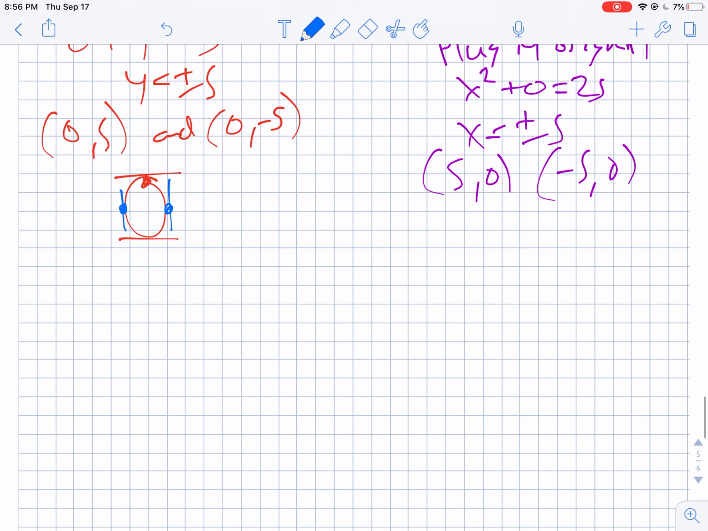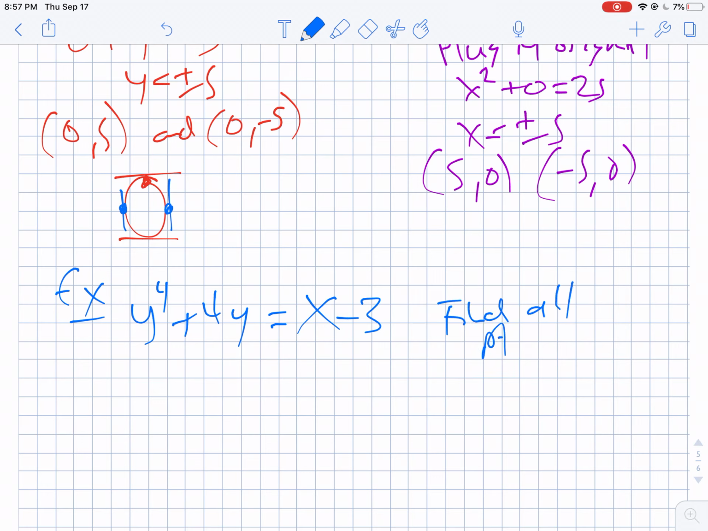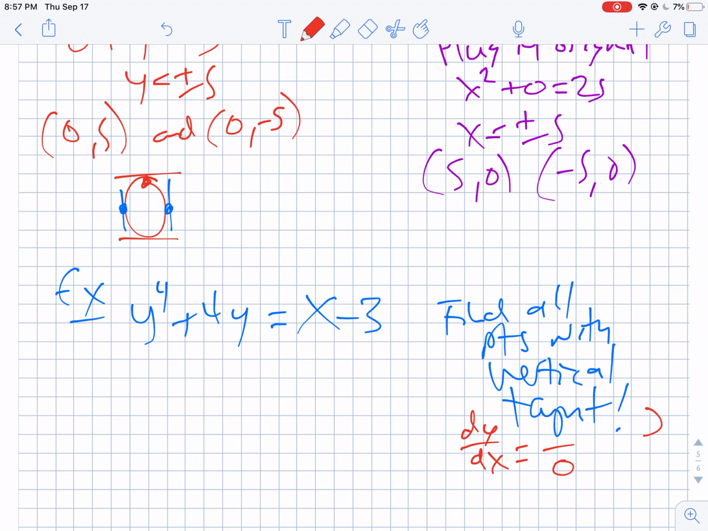So when you have, for example, y to the 4 plus 4y equals x minus 3, and I ask you to find all points with a vertical tangent. So again, feel free to pause this video and try this out on your own, see if you get the same answer. Well, a vertical tangent, again, is when your dy/dx is undefined, something over 0. Don't memorize that, just remember, oh, a vertical line, yeah, it's an undefined slope.